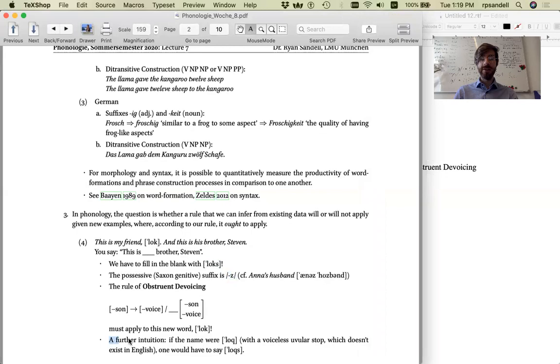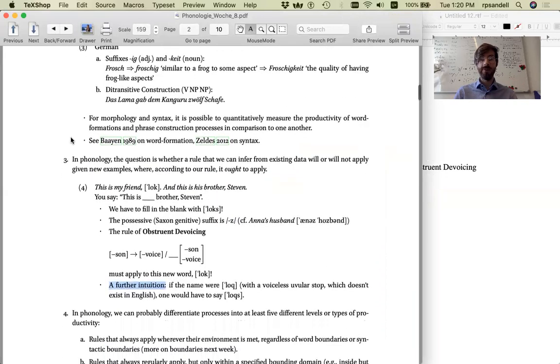And I think there's an interesting further intuition that one can make here. This is my intuition anyway. Imagine that we had a name here with a voiceless uvular stop, ka. So the name lok, lok. And of course, no variety of English possesses uvular stops, as far as I know.